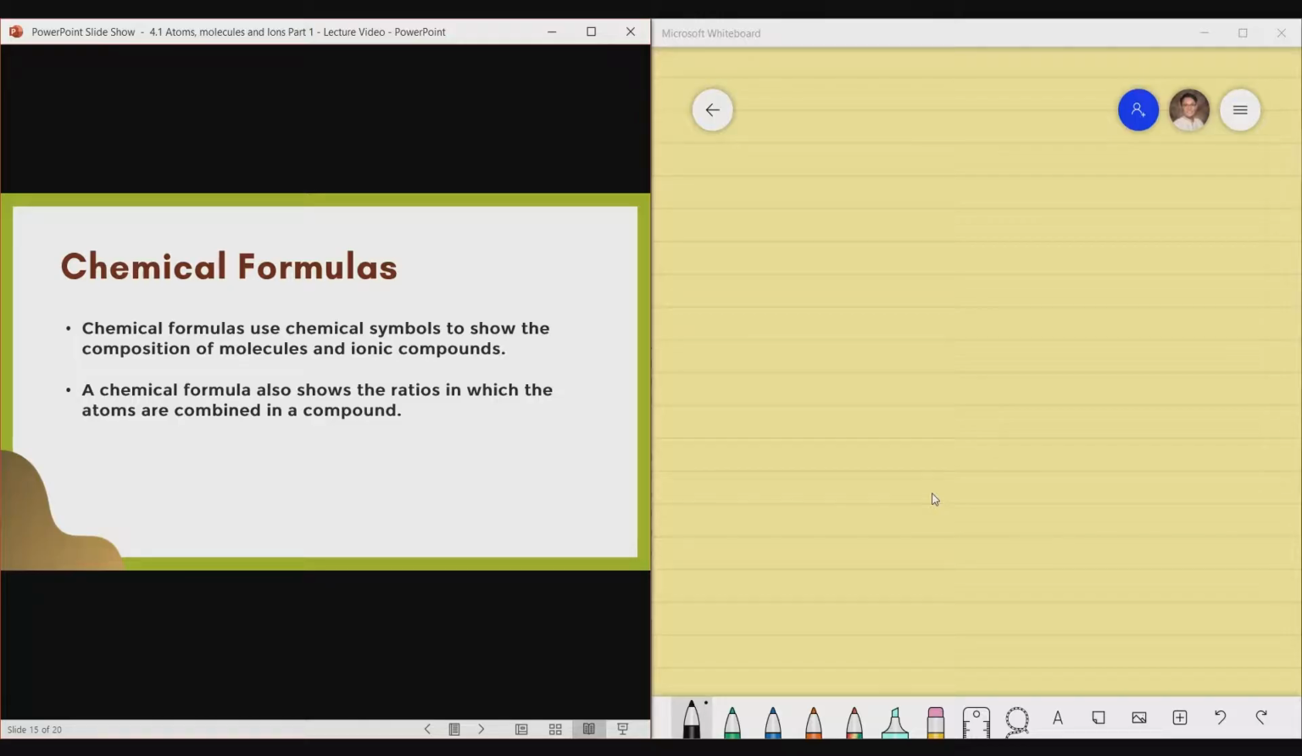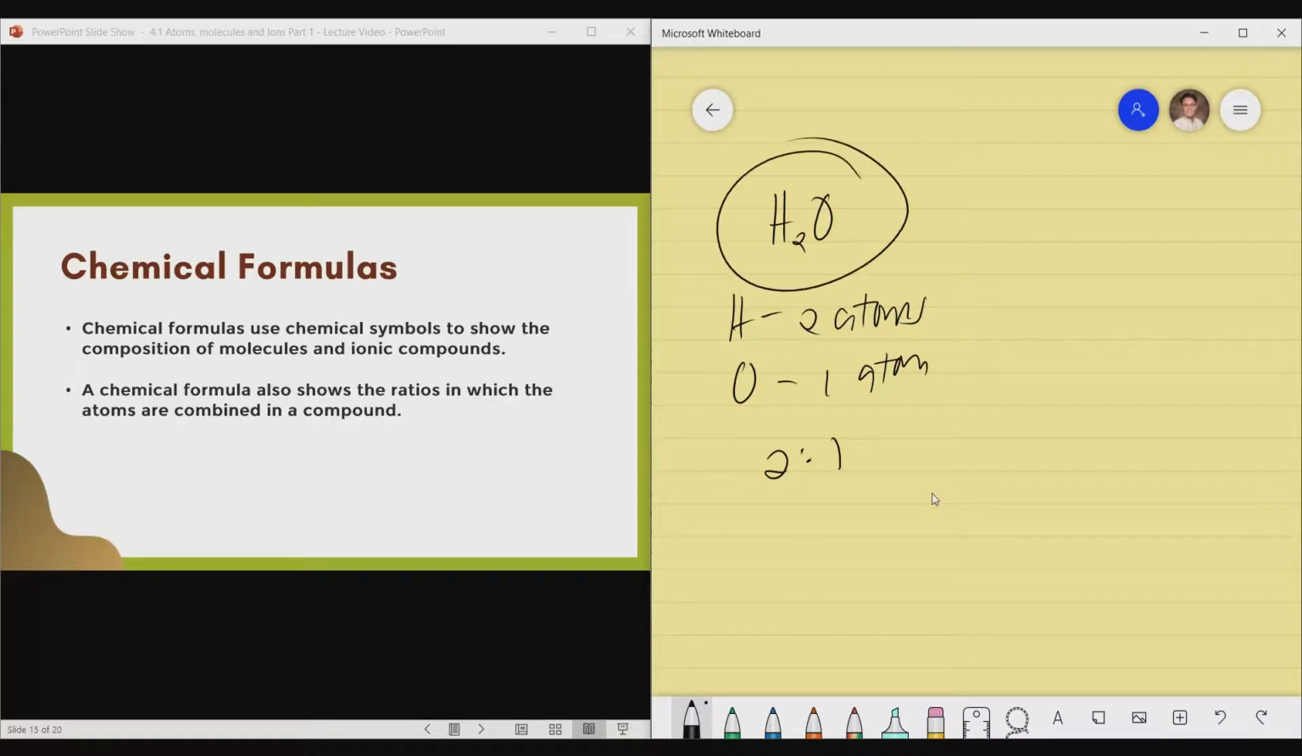A chemical formula also shows the ratios in which the atoms are combined in a compound. Meaning to say, it also shows ratio yung components ng atom. Say, for example, you have here the chemical formula for water, H2O. So, meron kang dalawang atoms ng hydrogen, isang atom ng oxygen. So, meron tayong 2:1 ratio ng hydrogen to oxygen dito sa H2O. So, yun lang yung ibig sabihin nitong pangalawang point. Okay?